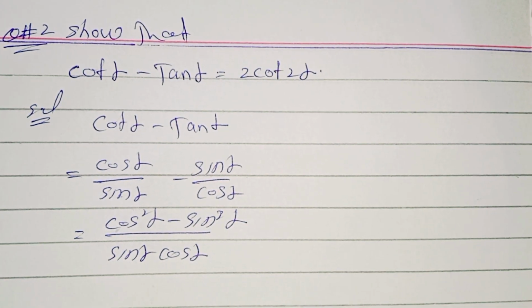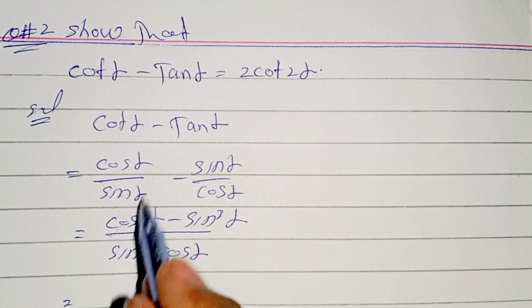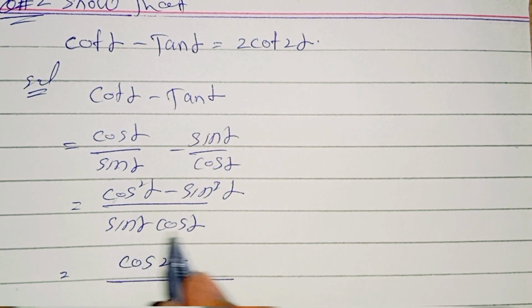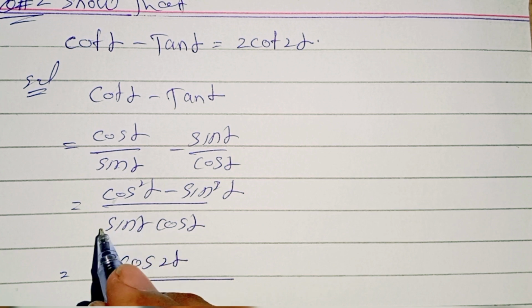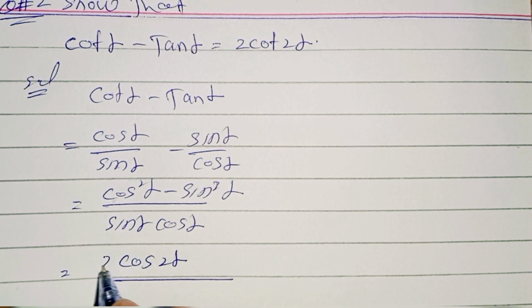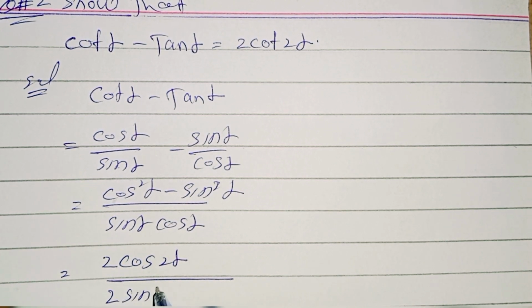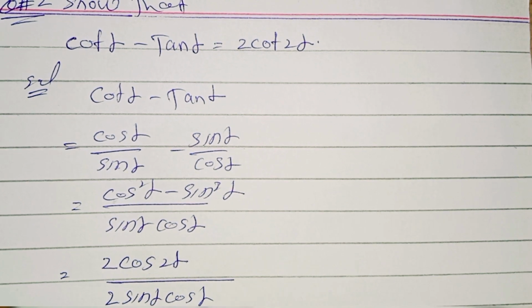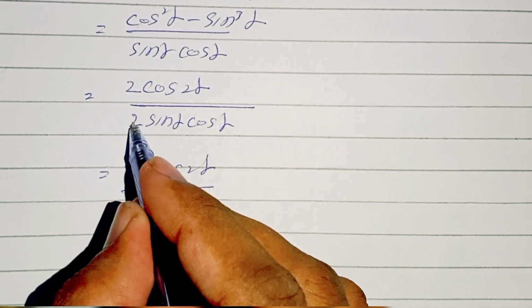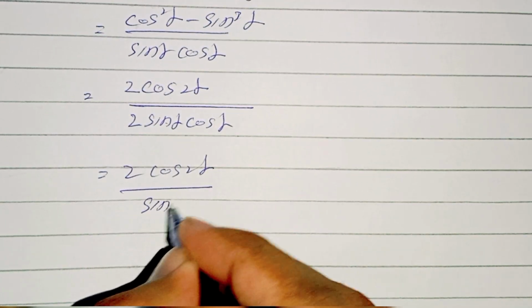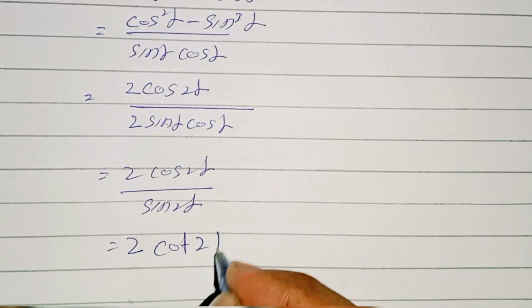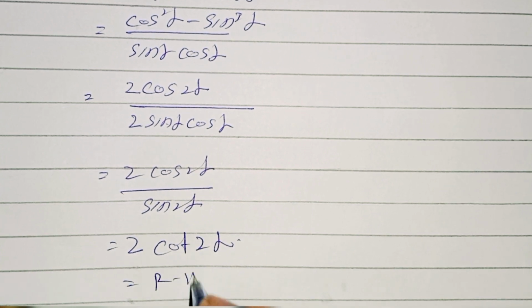Now we use double angle identities. We know that cos square alpha minus sin square alpha is equal to cos 2 alpha. And in the denominator, the formula will be completed if sin alpha cos alpha is multiplied by 2. So we can multiply and divide it by 2. So we have 2 cos 2 alpha, and we know that 2 sin alpha cos alpha is equal to sin 2 alpha. So 2 cos 2 alpha over sin 2 alpha is equal to 2 cot 2 alpha, which is the required right hand side.